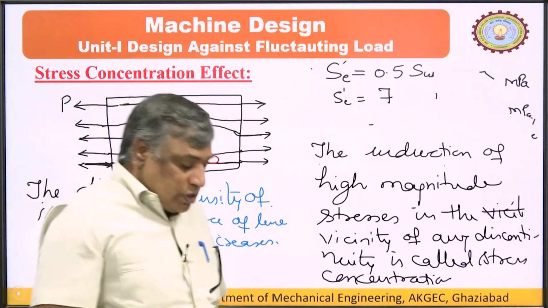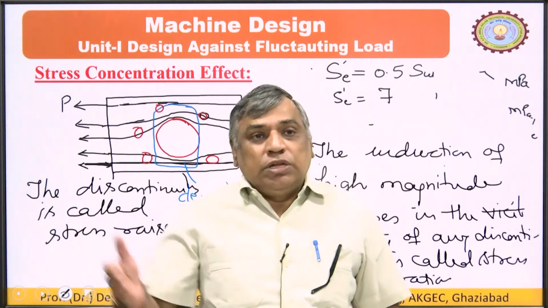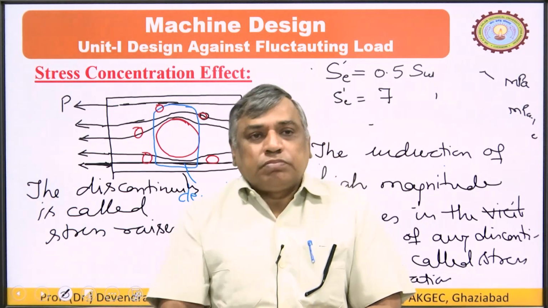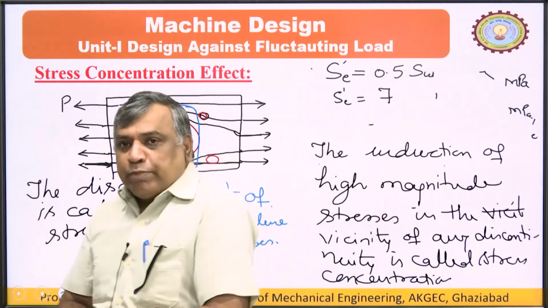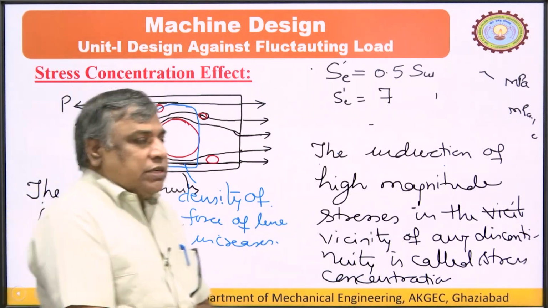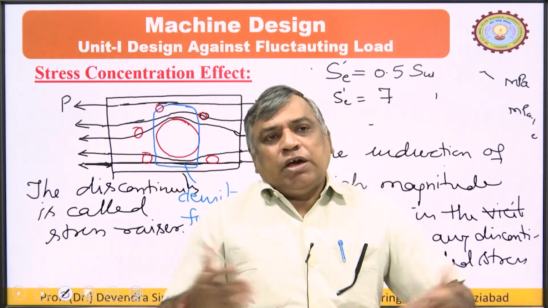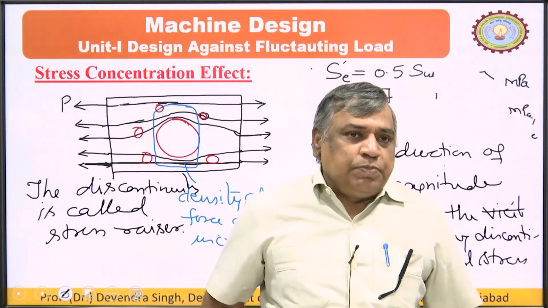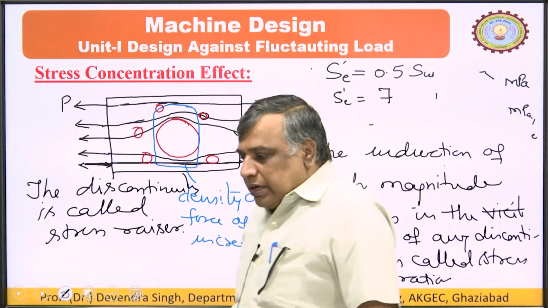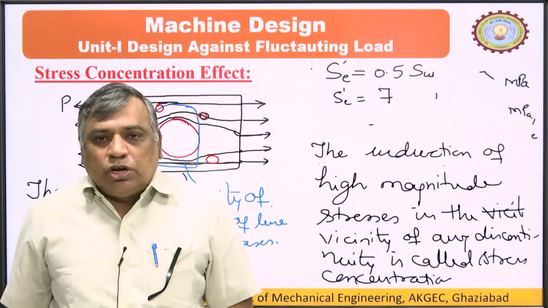Then we can have threaded fasteners. In the threaded portion there is a stress concentration, so we drill some hole in the shank portion to make a uniform distribution of the stress, and thus stress concentration effects may be controlled. We may have multiple notches, which may cause an abrupt change in the cross section area. So primarily the reason for stress concentration is the abrupt change in the cross section area.